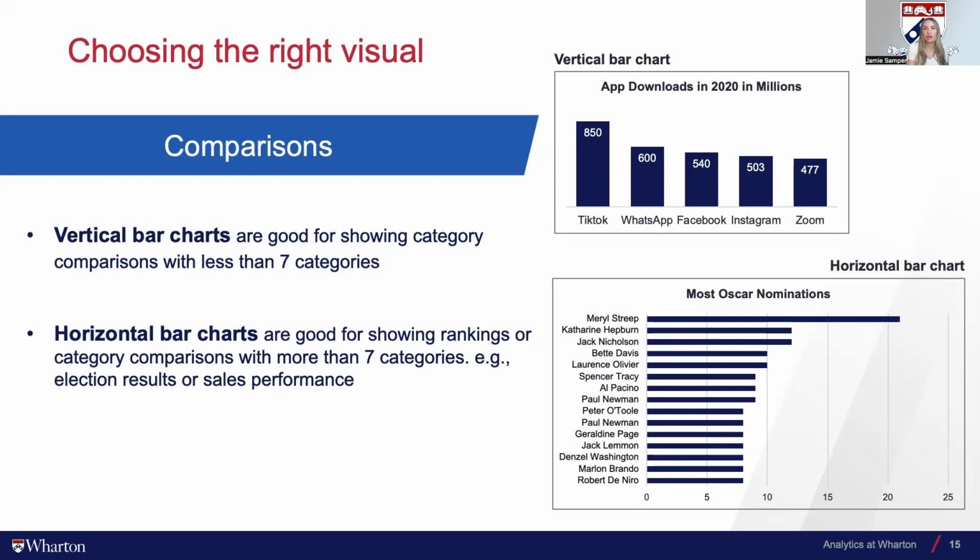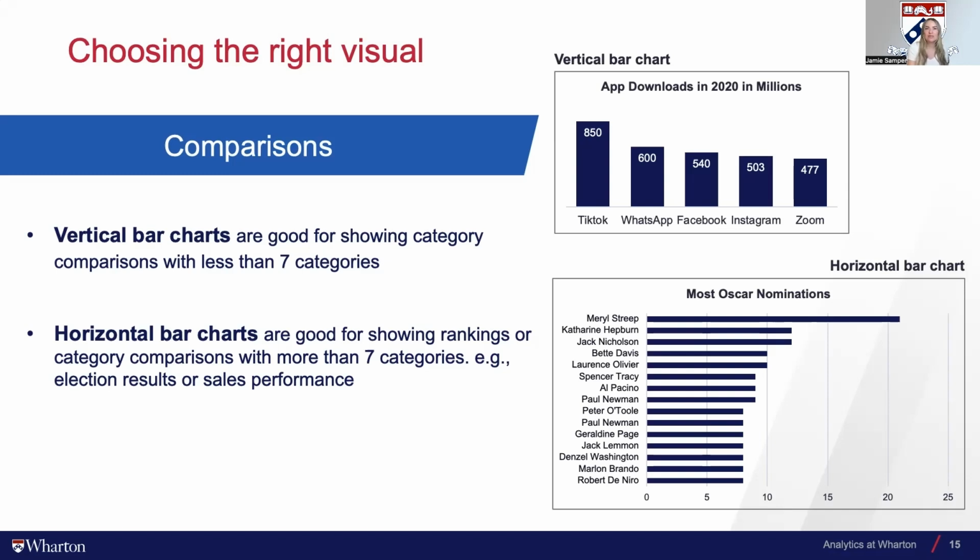Vertical bar charts are great for showing category comparisons that have 7 or less levels or categories. When you exceed 7, vertical bar charts get a little bit too difficult to interpret, and so opting for a horizontal bar chart might be a really great option. Horizontal bar charts are good for showing rankings or category comparisons with 7 or more categories. So think of things like election results or sales performance.